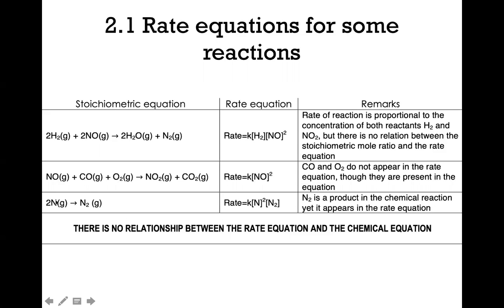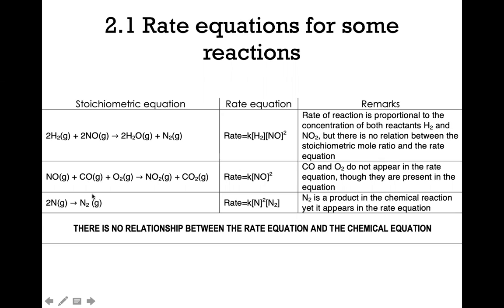Last one, you have two nitrogen atoms combining to form a nitrogen molecule. The rate equation is equal to k, again the rate constant, times the nitrogen atom concentration raised to the power of 2. This means that the reaction is second order with respect to nitrogen atom. Coincidentally, it is the same as the mole ratio, but this is not always the case. Then times the concentration of nitrogen gas, which is your product.